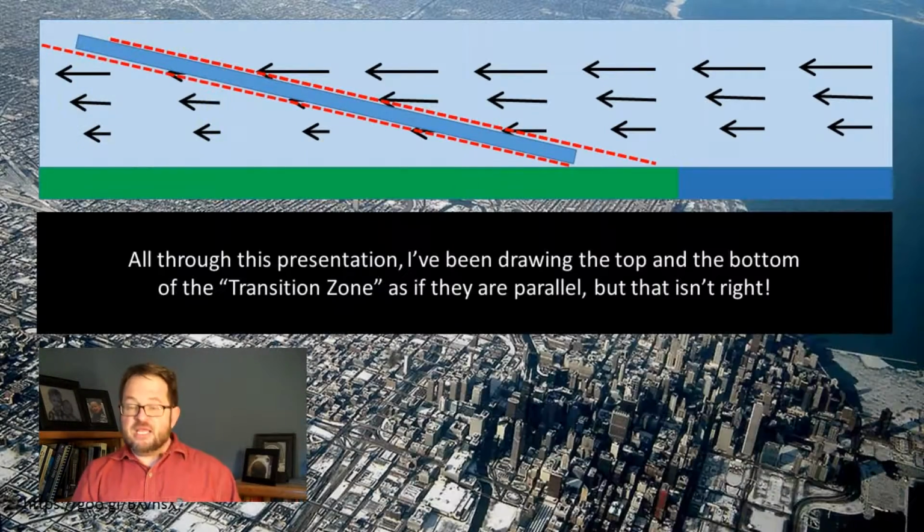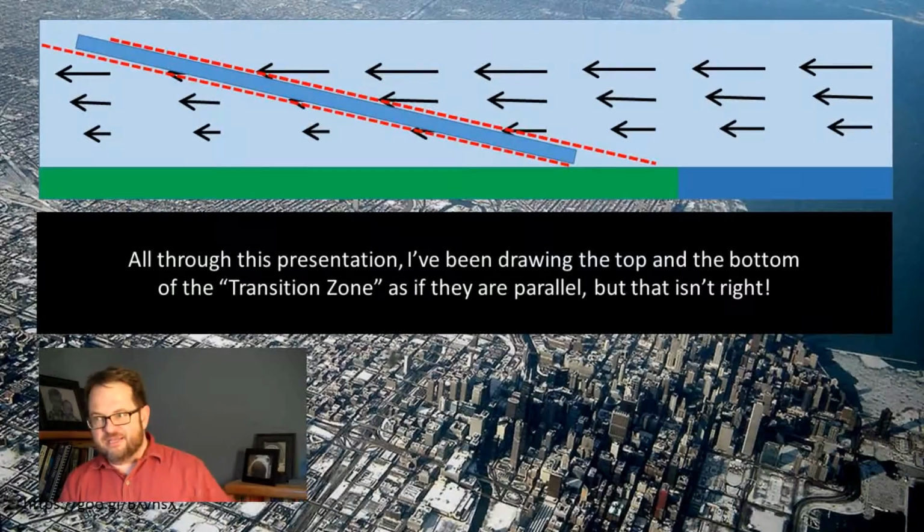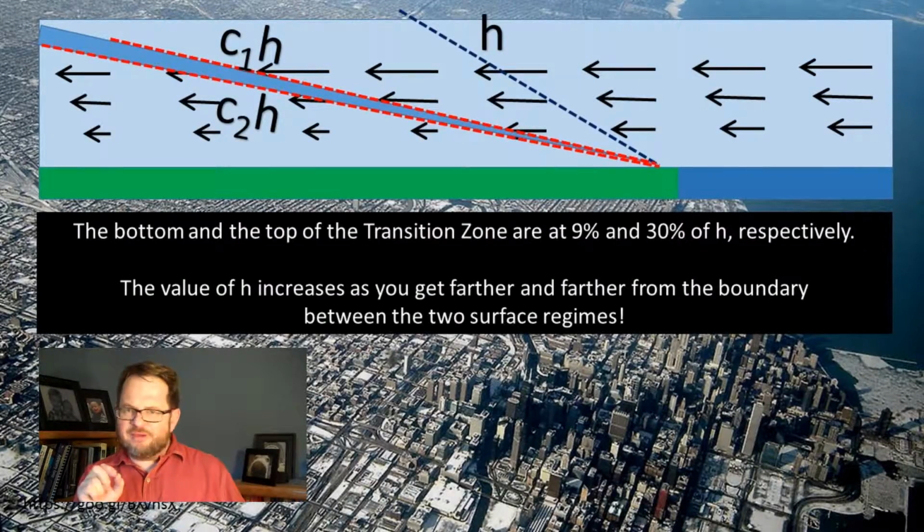Okay. Now all through this presentation I've been drawing this transition zone so the top and the bottom of it were parallel, because that was a simpler thing, but notice the teaching technique here. Now I'm going to refine this idea. Alright, this isn't quite right. The top and the bottom of the transition zone aren't parallel to each other. You gotta think about how they're related to h.